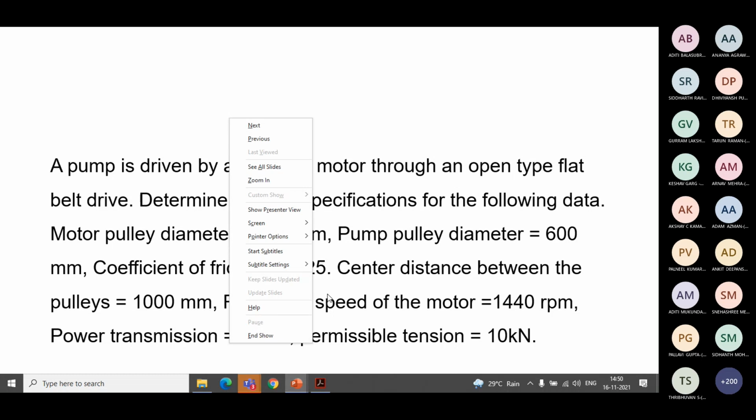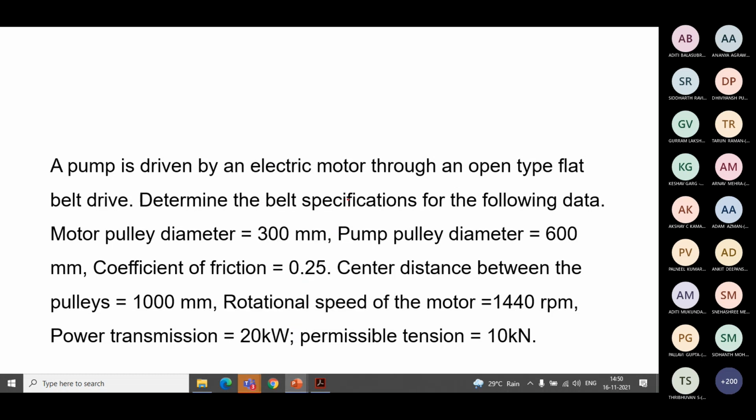What is driver and what is driven here? You have motor, you have pump. Always your pump is driven by your motor. Pump will be doing some work, and the electric motor is actuating it. The electric motor is the actuator here, and the pump is doing some work.